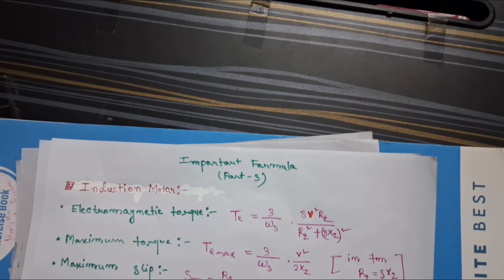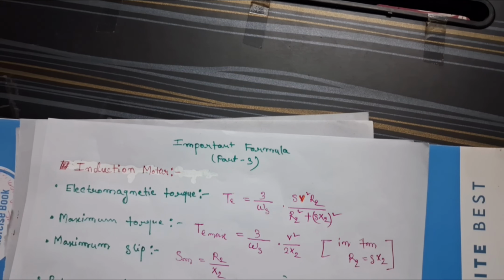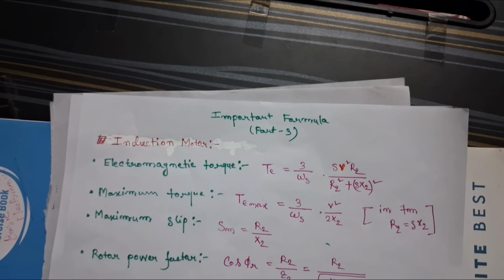Then you have to remember the formula of maximum torque. For maximum torque, R2 equals S into X2. S is slip, R2 is rotor resistance, X2 is rotor inductance. So the formula of maximum torque T_E max is 3 by omega_S into V squared by 2 into X2. Here omega_S is synchronous speed in radian per second, V is terminal voltage in rotor and X2 is rotor inductance.